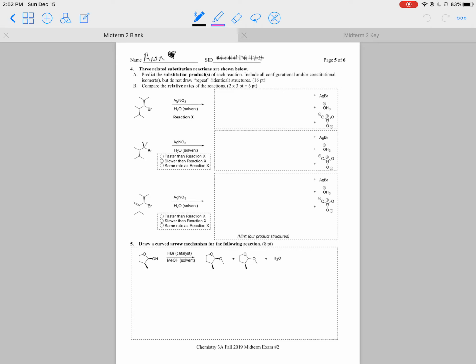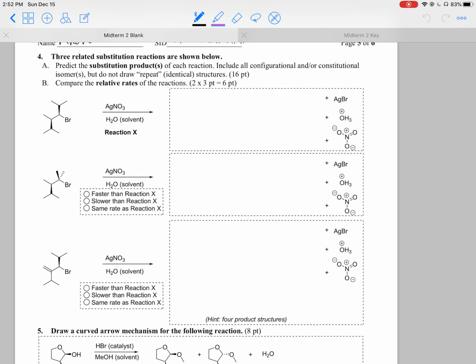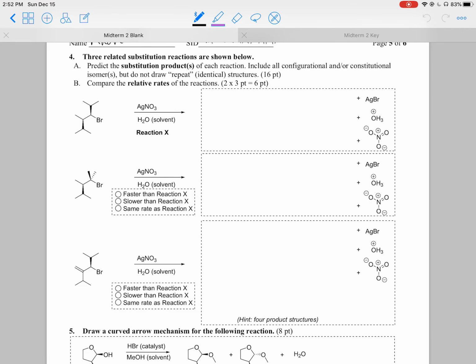This is the first problem on the 5th page, and we are asked to predict the substitution products of each reaction. So let's look at what we've got here, right? This bromine right here is going to be the leaving group. We can tell because the bromine is going to end up there at the end, and because it's a substitution reaction, that's the only good leaving group. We need a leaving group, we need a nucleophile, we need an electrophile.